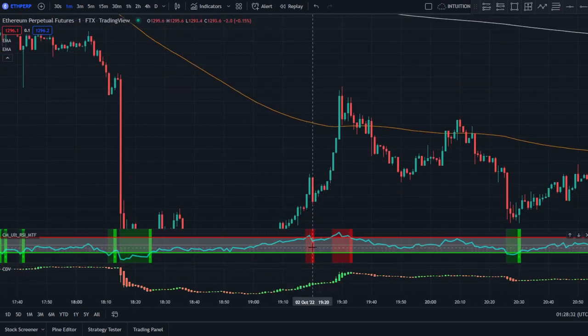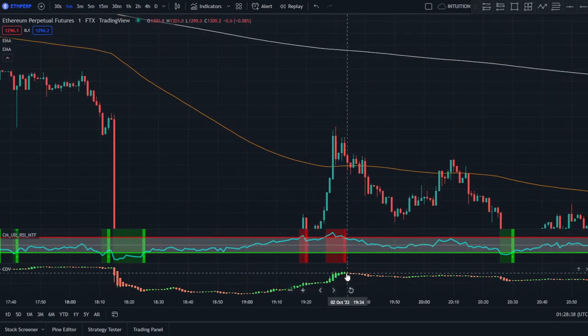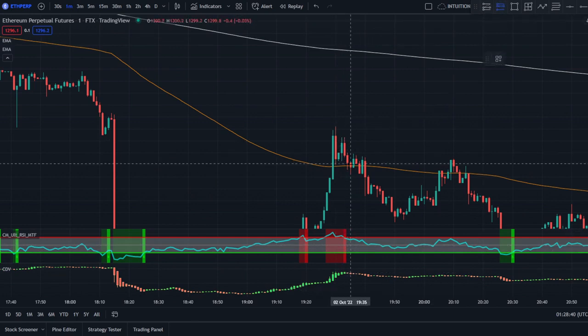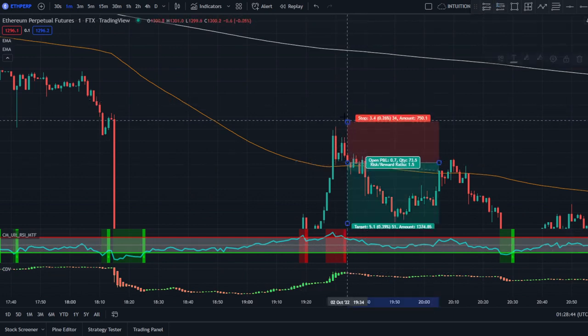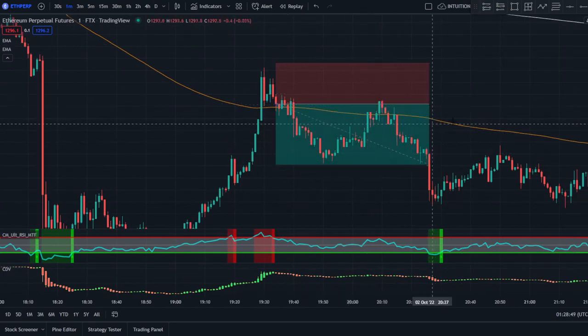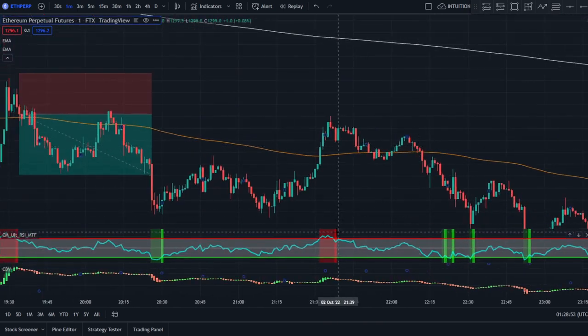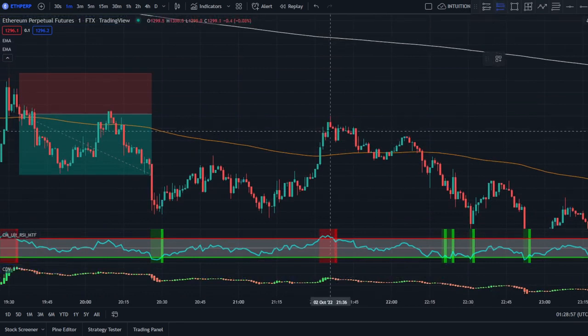You can see that it's a red signal, but the candle after that is green, so not valid. Here we have a red signal, and the candle after that is red, so that's a valid position. Stop loss will be right above, and we take a 1.5:1. So there, another valid position. And let me show you guys one more time. You can see that here we have a red signal, and the candle after that is red in color, so valid signal to go short.